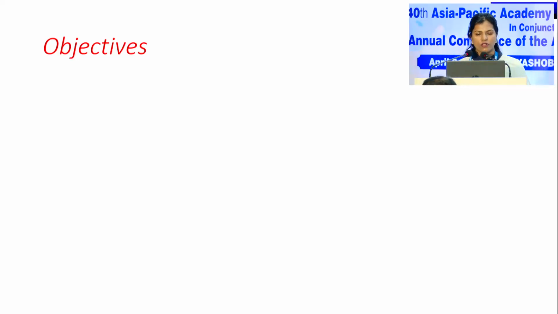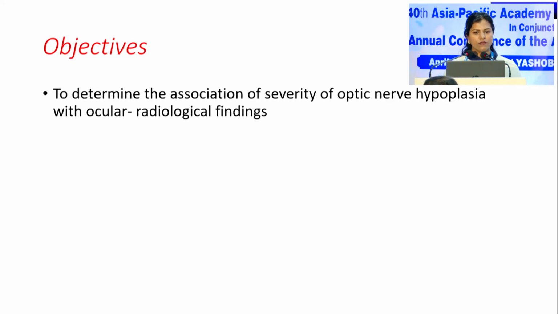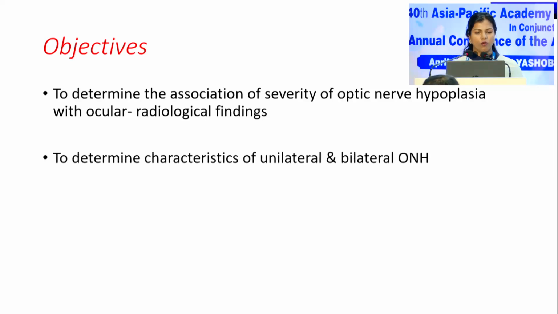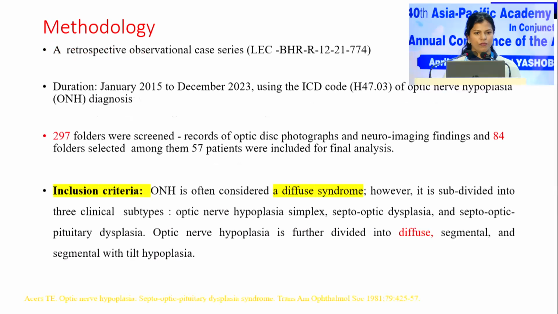The objective of this study was to understand the association of severity of optic nerve hypoplasia with ocular and radiological findings, and also to define the characteristics between unilateral and bilateral optic nerve hypoplasia. It is a retrospective observational case series conducted from January 2015 to December 2023. We screened folders with the ICD code of optic nerve hypoplasia, among which we got 297 folders.